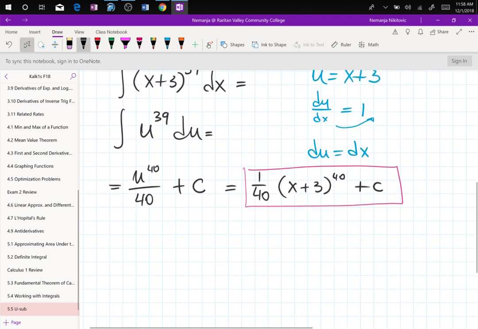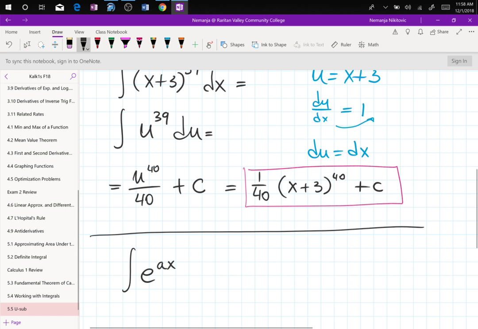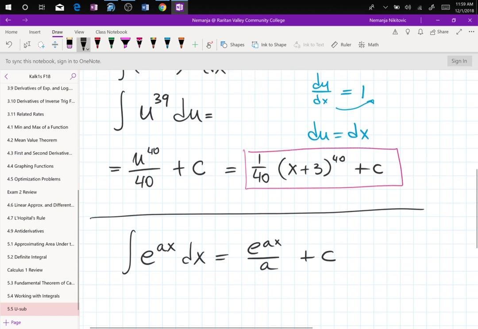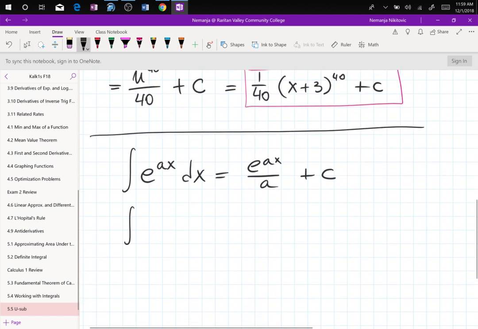Let's take a look at another example of this. Hopefully you remember that we said that the integral of e to the ax dx was e to the ax over a plus c. You were supposed to memorize that in 4.9. So you know that the integral of e to the 3x dx is e to the 3x over 3 plus c. But since I listen to this all day long in my house, I'm going to exercise the same. Why?